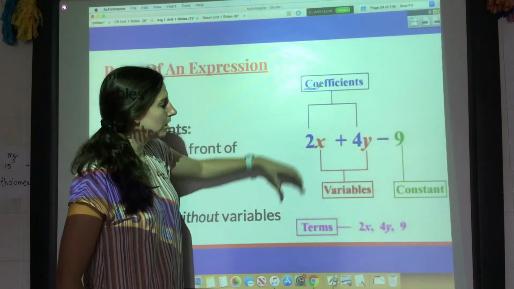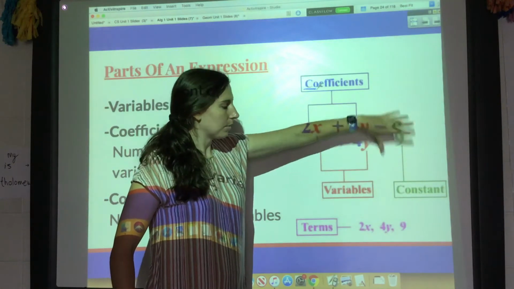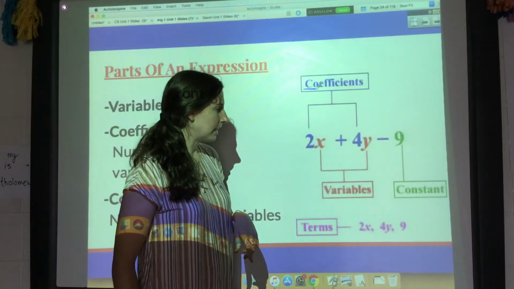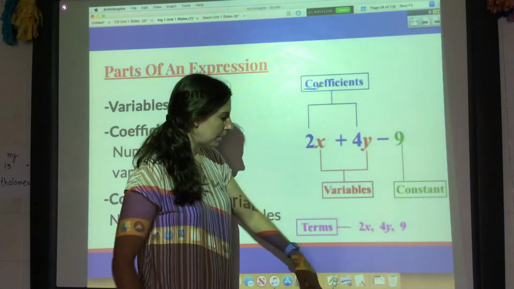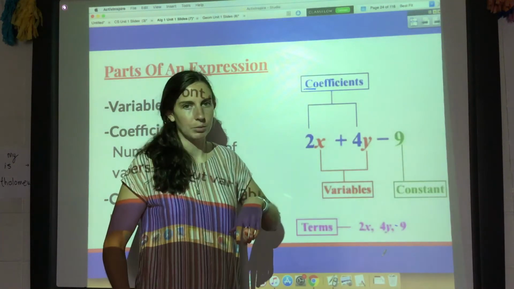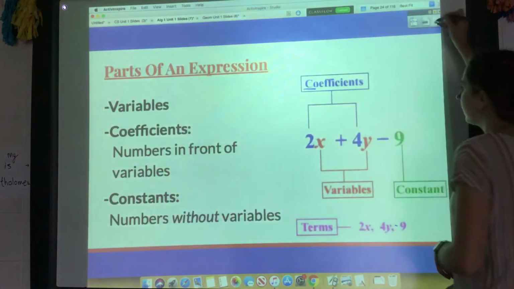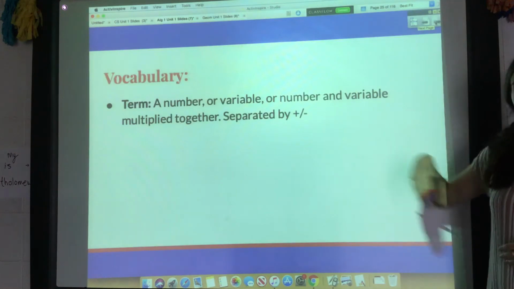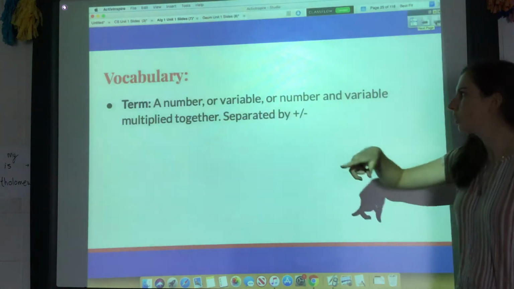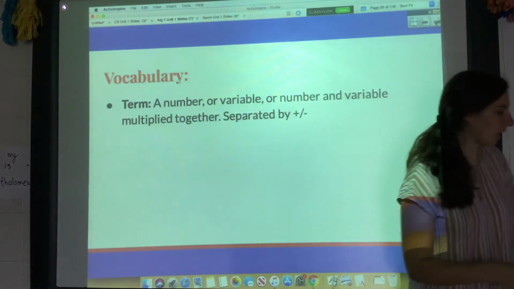And then of course we have terms. 2x is a term, 4y is a term, -9 is a term. Terms are anything that are separated by plus or minus, and it could be a number, like 9, it could be -9, it could be a number and a variable, or it could be just a variable, but any of those could be terms. So here's a definition for term if you want to write that down in your notes. A term is a number or a variable, or a number and a variable multiplied together. Again, they're always separated by a plus or a minus.